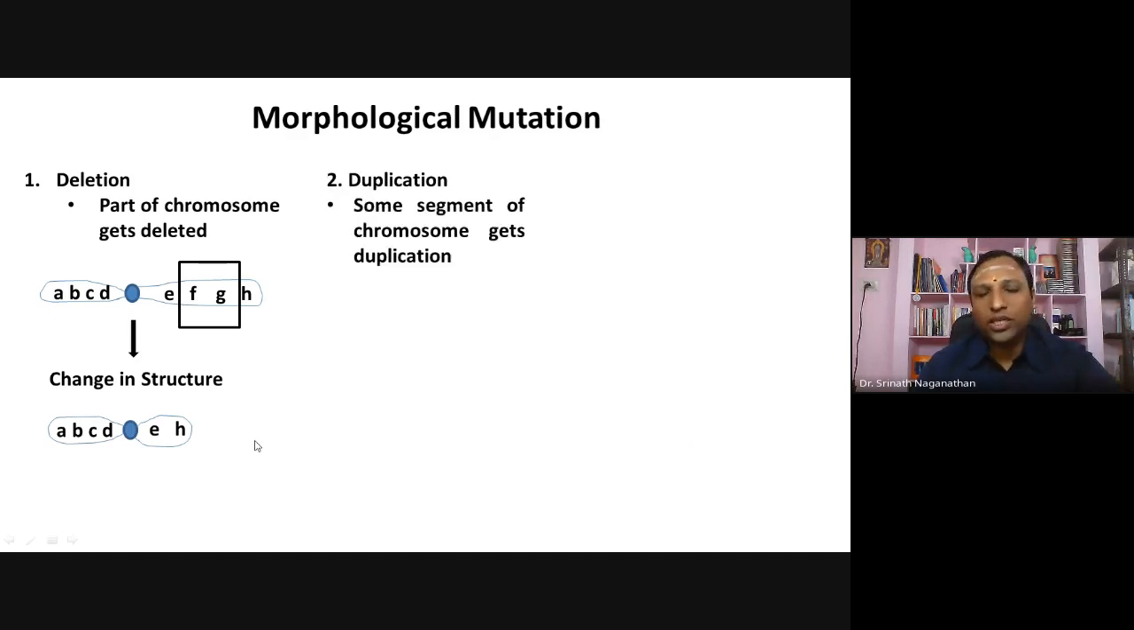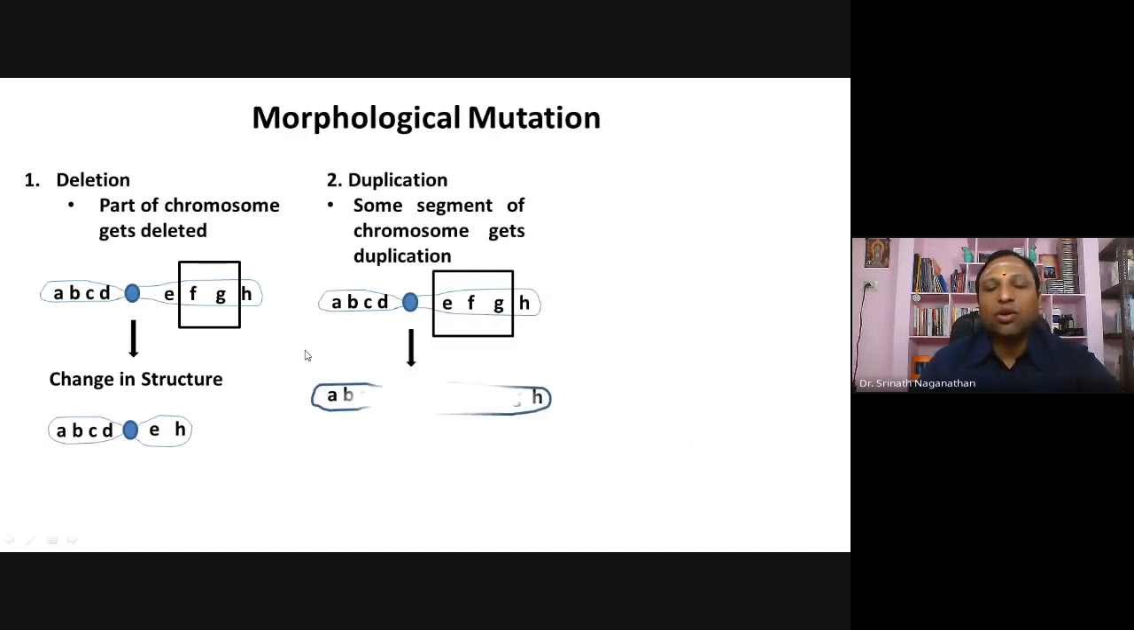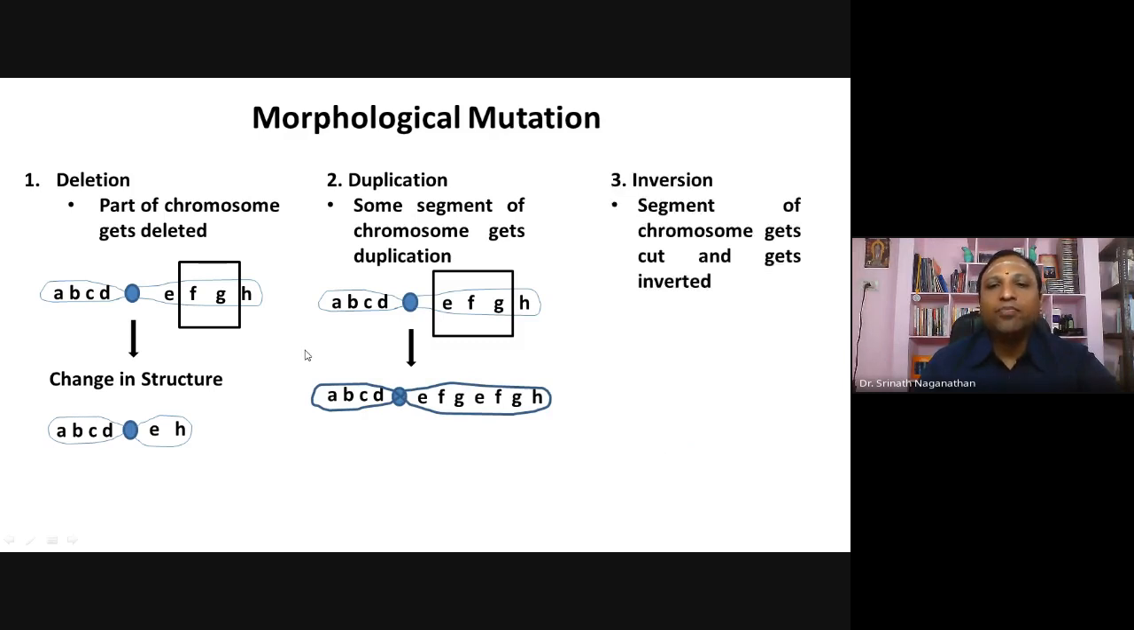The second type of mutation is duplication. Duplication means some segment of the chromosome gets duplicated. Here, again, I am taking the same example of the chromosome with ABCD on one arm and EFGH on the other arm. If a portion like EFG gets duplicated, then the size of the chromosome will increase and there will be changes in the structure as well as in the morphology. So you can see it becomes EFG, EFGH in the other arm.